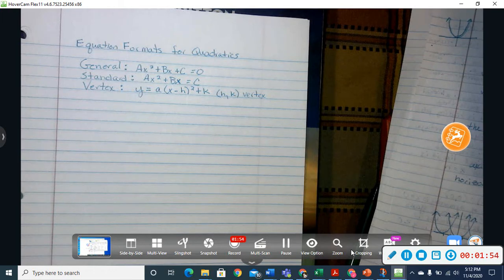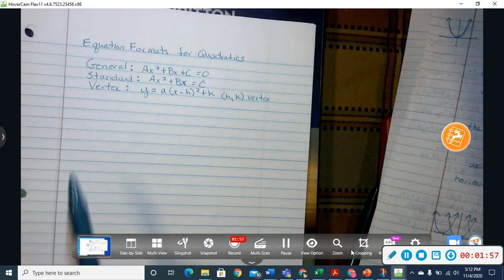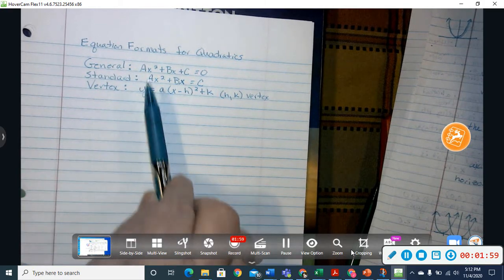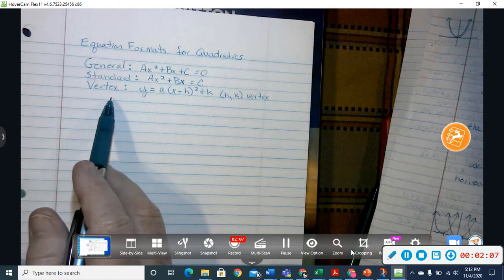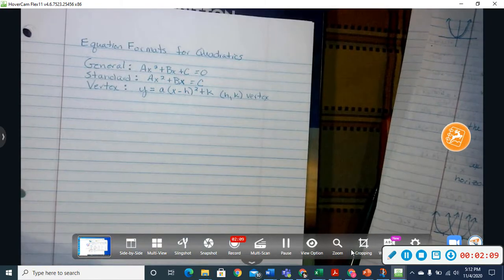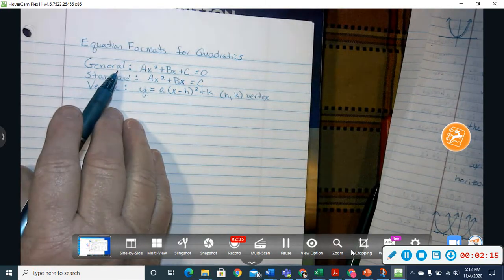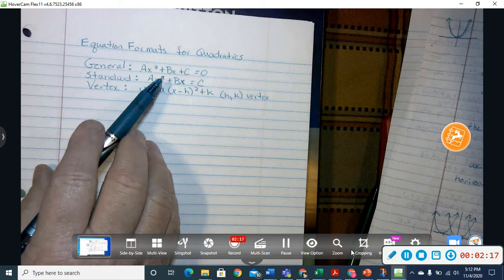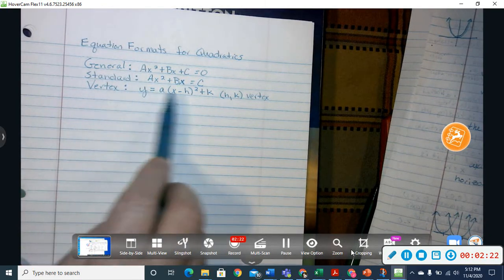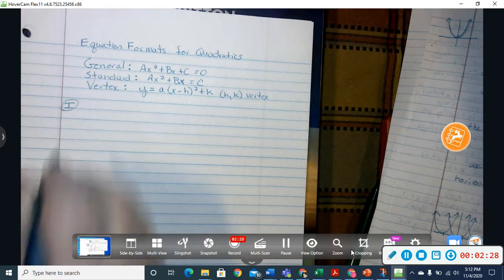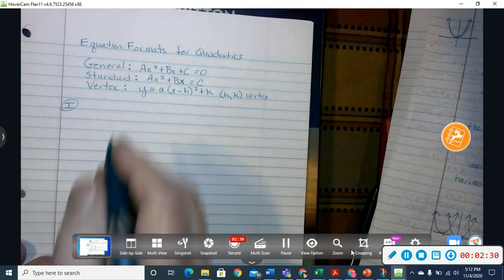And so that's what we're going to go over today in this video, how to change from one equation format to the other. The toughest to do is vertex to one or the other, so that's what we're going to work on first. As we said, it's easy to go from standard to general, so we're going to use going from general or standard to the vertex form first. That's the first technique that we're going to look at.